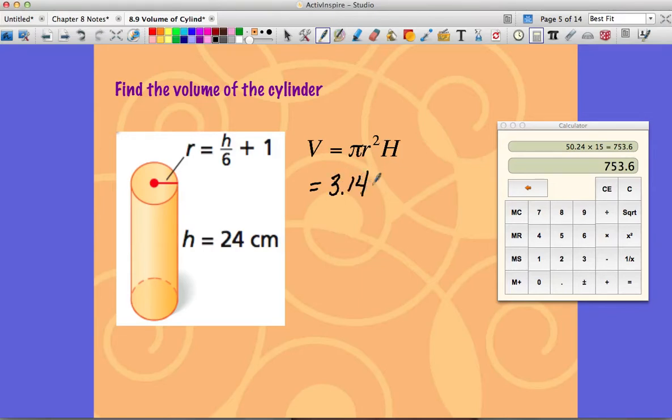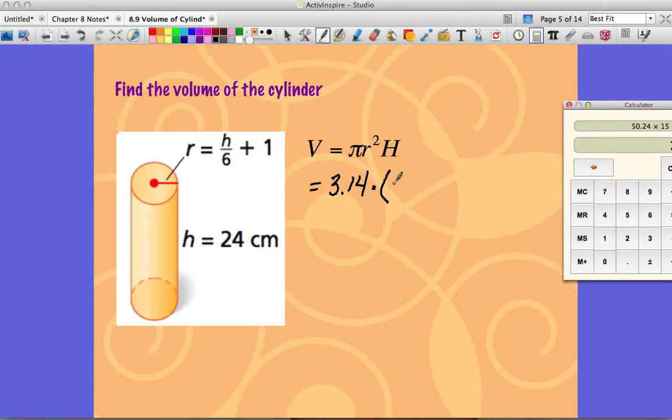3.14 times... Now in this case, this has to go into parentheses because to find the radius, we have to do 24 divided by 6 plus 1. We have to do this first before we can square it and before we can multiply it by the height. So first we have to find this radius in order to fulfill the rest of the formula.